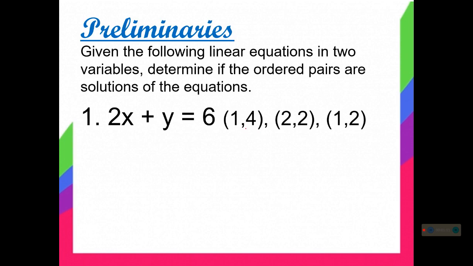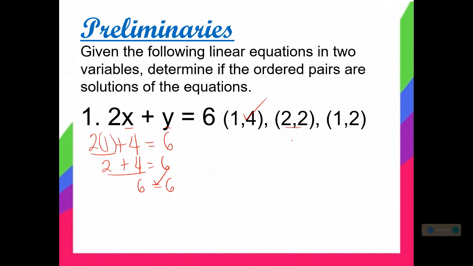In the first ordered pair (1, 4), we are going to substitute 1 in place of x and 4 in place of y. So we will have 2 times 1 plus 4 equals 6. We perform the operation: 2 times 1 is 2, plus 4 is 6, which is equal to 6. This is true because the left side and the right side of the equation are equal, so we put a check.